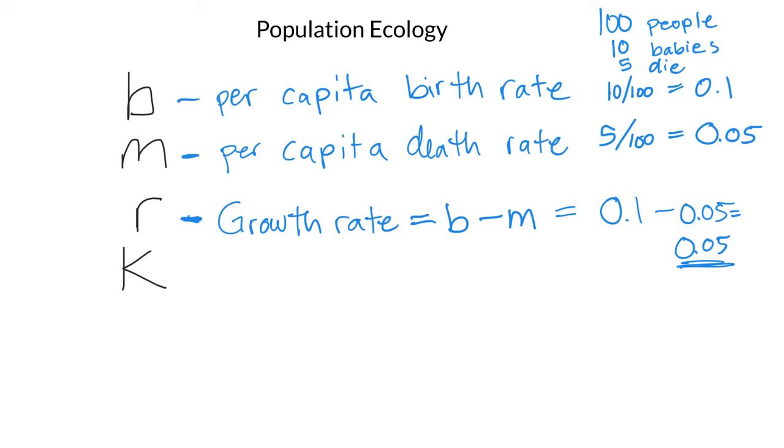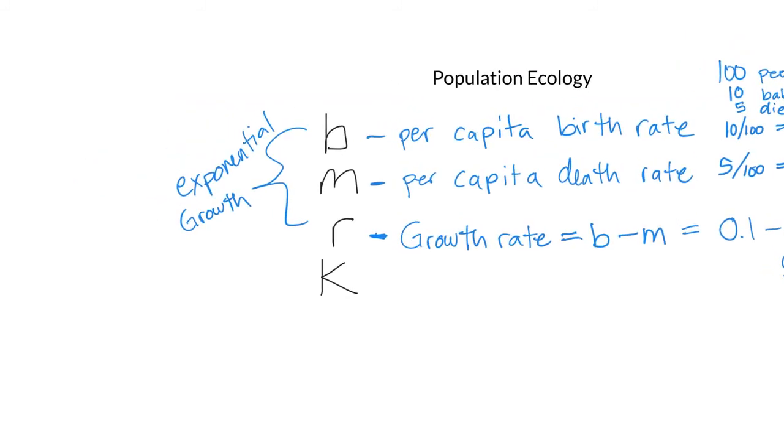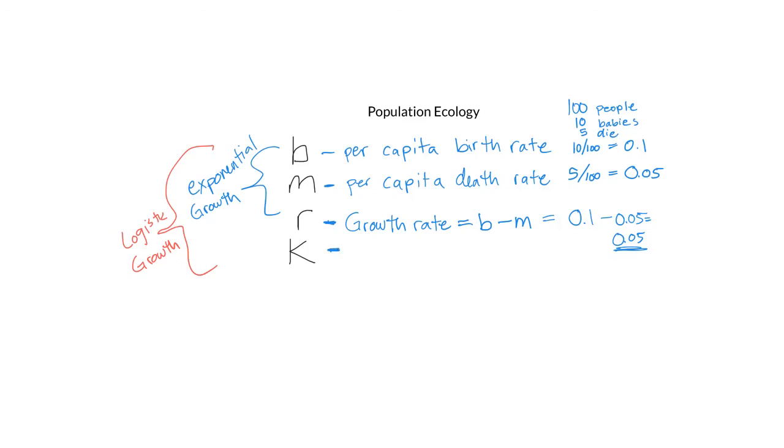Okay, so in the exponential growth model, this is all you need. You just need to look at the growth rate and the population. But for the logistic growth model, you add another variable, and that is K. What did K stand for? And this is a number that has to be calculated somehow.